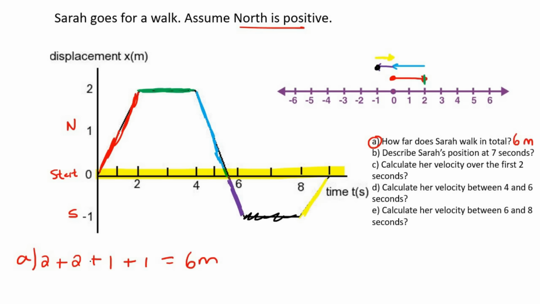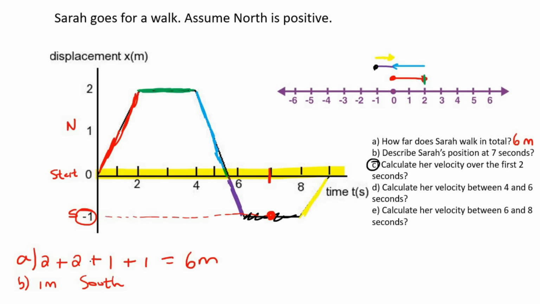This next one says, describe Sarah's position at 7 seconds. So 7 seconds is over here, so you would read it off here. If you look at the displacement, it's -1. So that means that she is 1 meter south, because north is positive, so south is negative. And we also said that when we drew this graph, this black line was where she was not moving, and it was this dot. If we read it off there, we can also see it's -1.